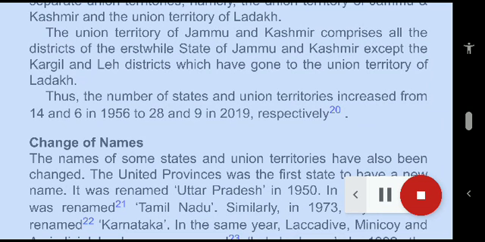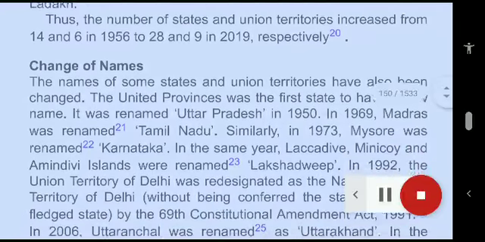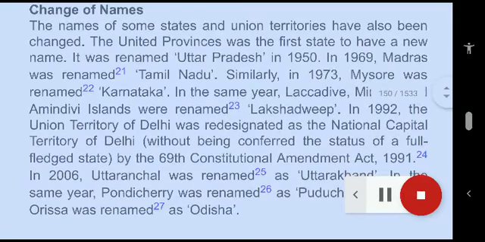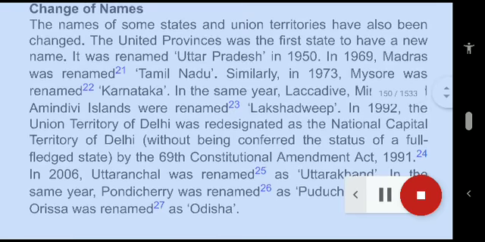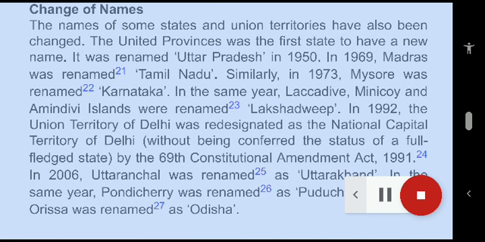Thus, the number of states and union territories increased from 14 and 6 in 1956 to 28 and 9 in 2019, respectively. 20. Change of names. The names of some states and union territories have also been changed. The United Provinces was the first state to have a new name. It was renamed Uttar Pradesh in 1950. In 1969, Madras was renamed 21. Tamil Nadu. Similarly, in 1973, Mysore was renamed 22. Karnataka. In the same year, Lakshadweep, Minicoy and Amindivi Islands were renamed 23. Lakshadweep.